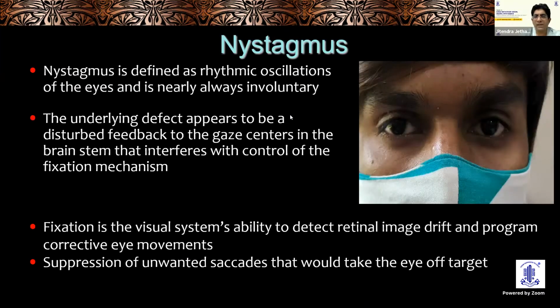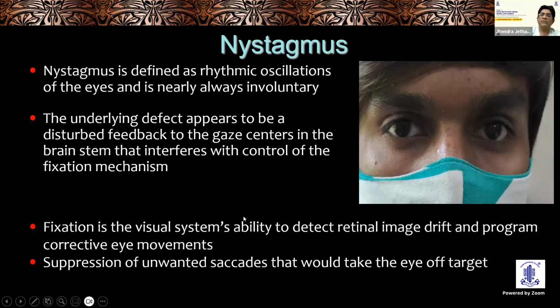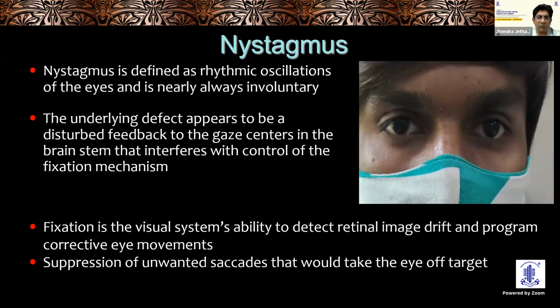So we will start with what exactly is nystagmus. Nystagmus, we all know, is defined as a rhythmic oscillation of the eyes. This is just a small video. We all know that the underlying defect basically appears to be a disturbed feedback to the gaze centers from the proprioceptive receptors in the periphery, which interferes with the control of the fixation mechanism. Fixation is basically the visual system's ability to detect retinal image drift and program the corrective eye movement. That corrective eye movement is actually the fast phase. We will see how it happens.